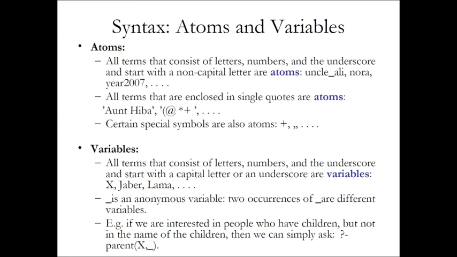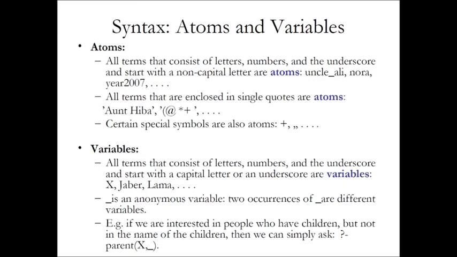Now coming to the variable part. All terms that consist of letters, numbers, and underscores and start with a capital letter or an underscore are variables, like capital X, the capital J in Jabber, the capital L in Llama. The difference is that in an atom we cannot use a capital letter at the start, whereas a variable starts with a capital letter or underscore.